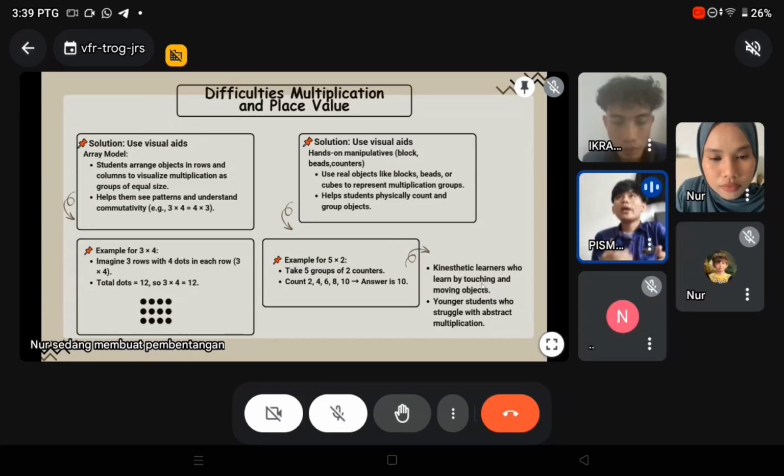So why can we use hands-on manipulatives? Because kinesthetic learners will learn by touching and moving objects, and younger students who struggle with abstract multiplication. So these are several solutions that teachers can use to teach students that have a problem in multiplication and place value. That's it from me and Ikrama.